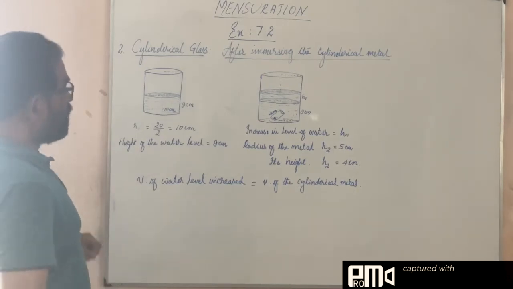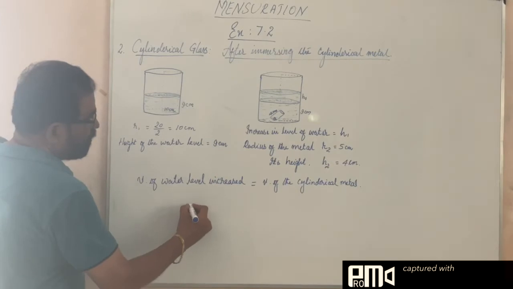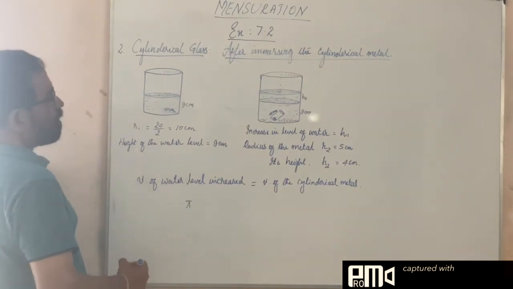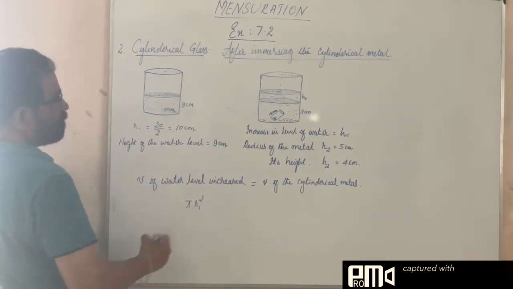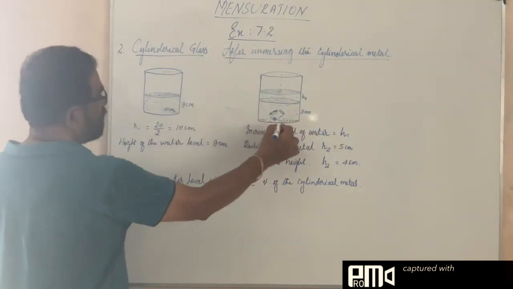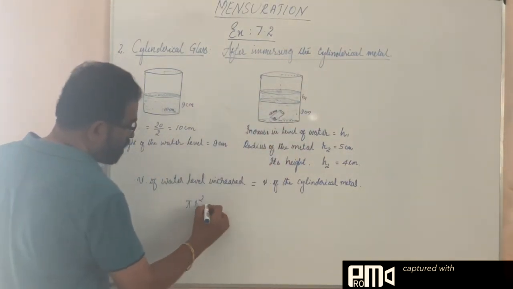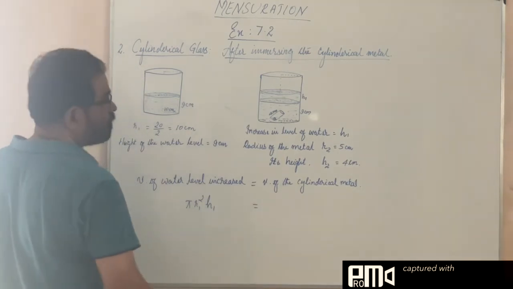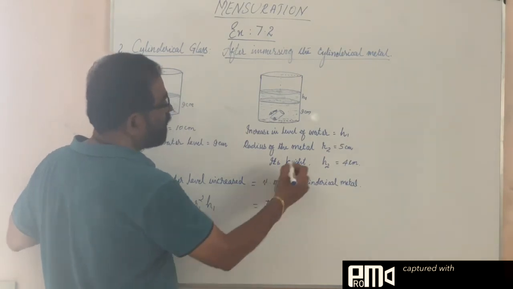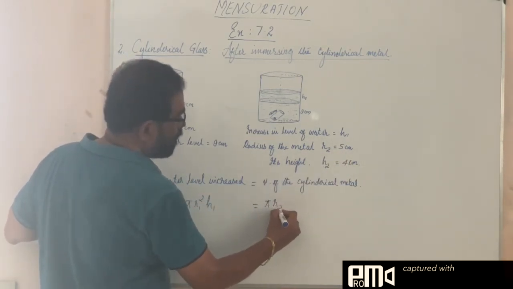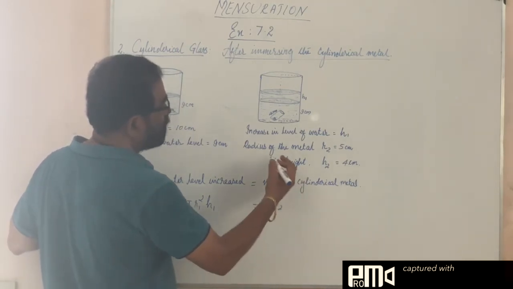Now the volume of the water level increased is in the shape of a cylinder. So here we write the formula pi R1 square, because here the radius is 10 centimeter. So pi R1 square, the water level increase H1, is equal to the volume of the cylindrical metal. So there also pi, then what is its radius? It is R2, pi R2 square, and then its height H2.